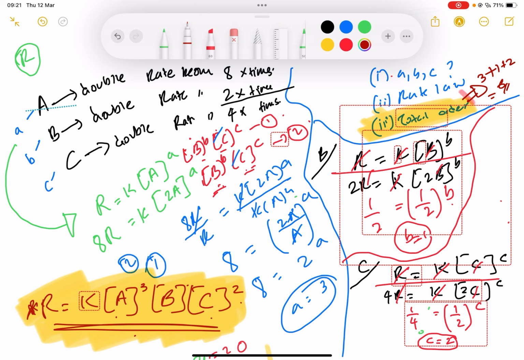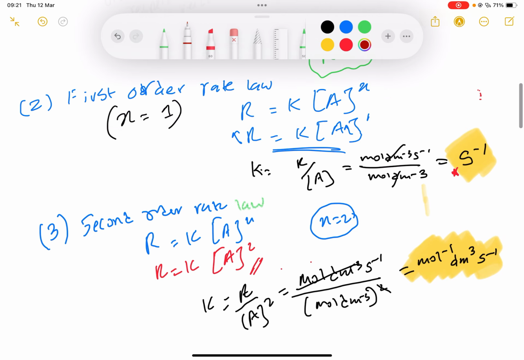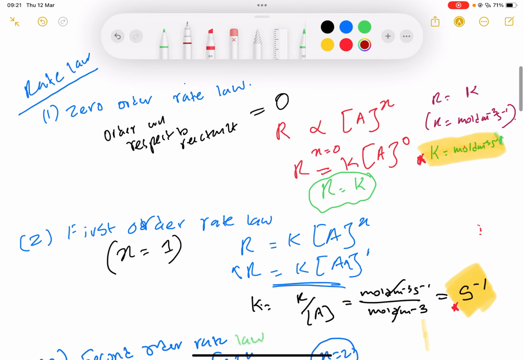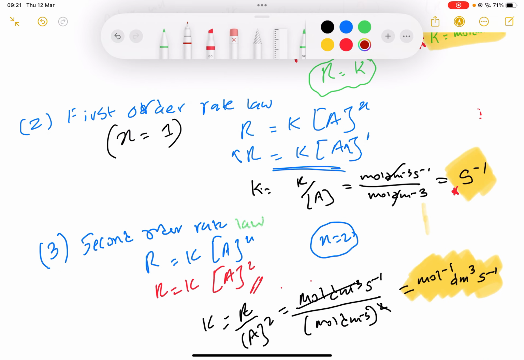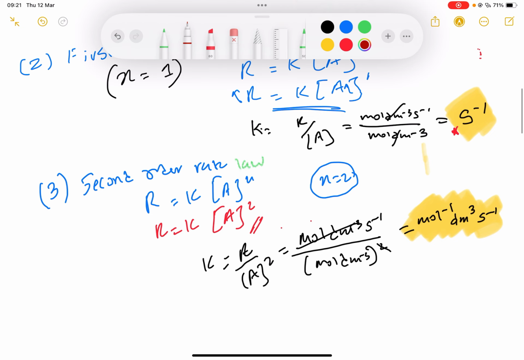Sometimes they won't give the order of the reactant, but they will give the unit of k. So with the unit of k you can find it. Here, see, for a zeroth order reaction, k has units of mole per decimeter cube per second. For first order, the unit of k is per second. For second order, it is mol^-1 dm^3 s^-1. Okay.